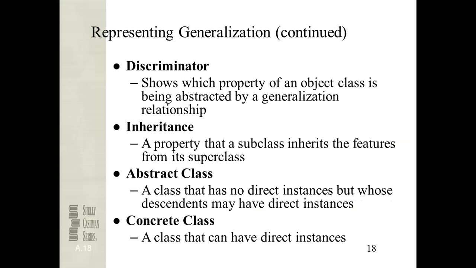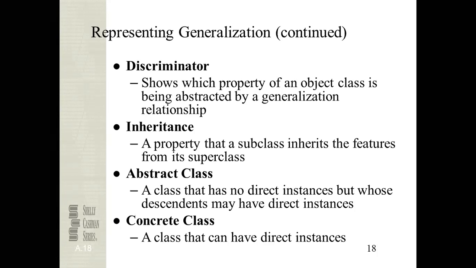Representing generalization, we know there is a discriminator, which shows which property of an object class is being abstracted by the generalization relationship. Inheritance is a property by which a subclass inherits the features from its superclass.